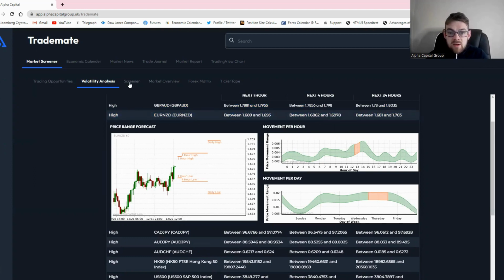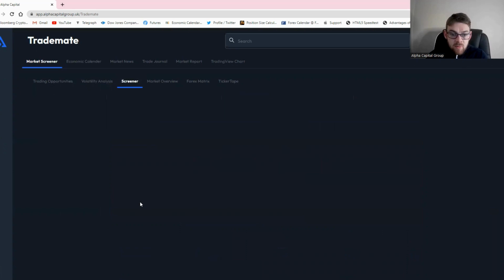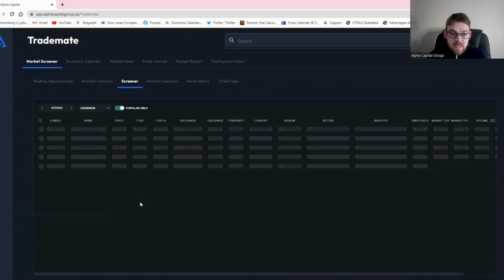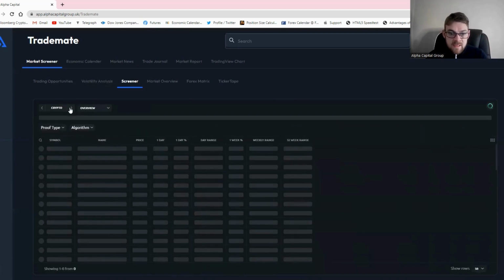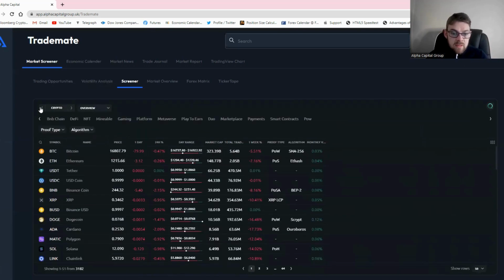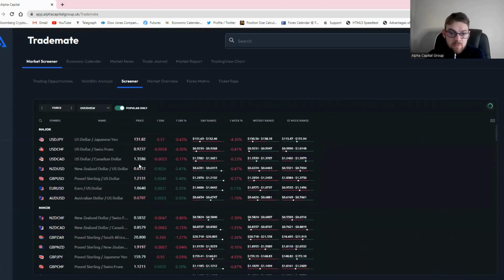Okay, so the next thing on our list is the screener. The screener has information regarding the different asset classes, so for example the stocks, the Forex, and of course cryptos as well, for those who trade cryptos. Now, if we look at Forex, for example, it looks at price movements, the 1 day movement, the percentage moves, daily ranges, and weekly performance.